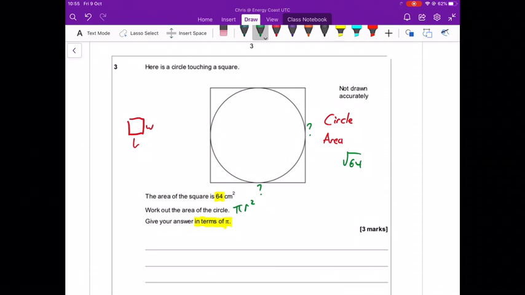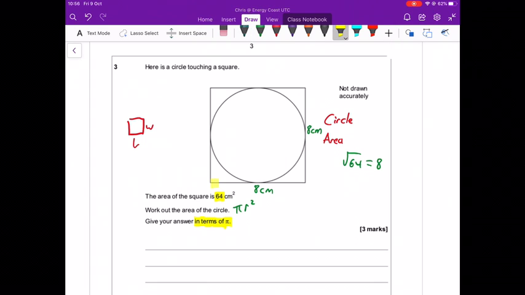So what I'm actually trying to do here is the square root of 64, which I know is 8. So if those sides were 8, then the square would have an area of 64 centimeters squared. So that's how big the length and the width, the base and the height, or whatever you want to think of it as, are. So there you go, that's got you 1 mark just for writing that.